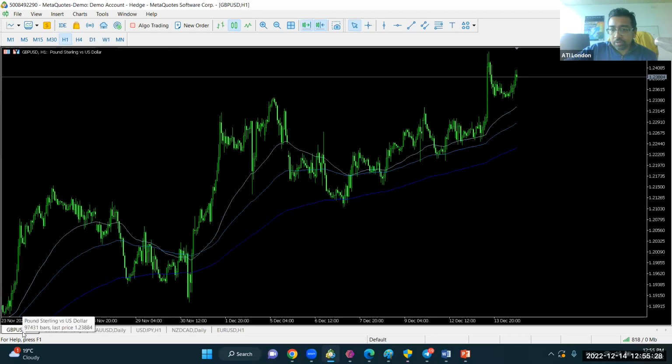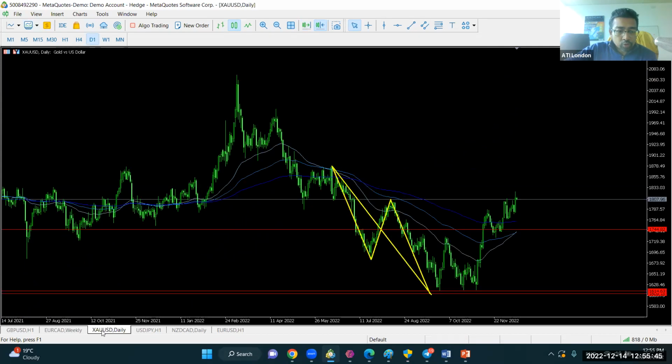Let me just scout the market a little bit. Looks like GBP USD has a flag, a pole and flag type pattern, but also an ABCD type pattern to the upside. The same goes for gold on the daily chart. We've got various ABCD patterns to the upside.